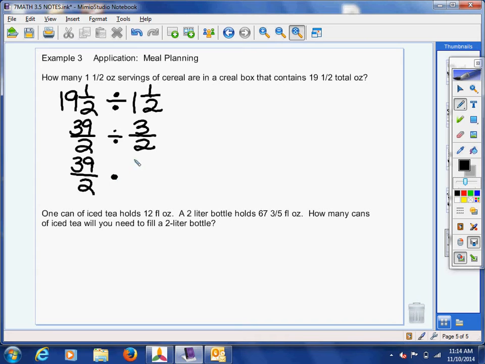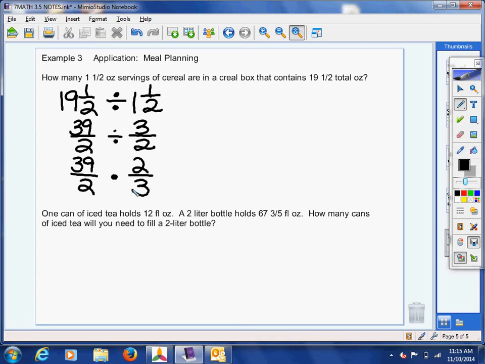What if you did it the other way? Like I had 1.5 over 19. Okay, you're going to get a really weird answer. Yeah, I got 113. You want to take the total amount, the big amount, and divide it into the smaller amounts. So you want to flip it.